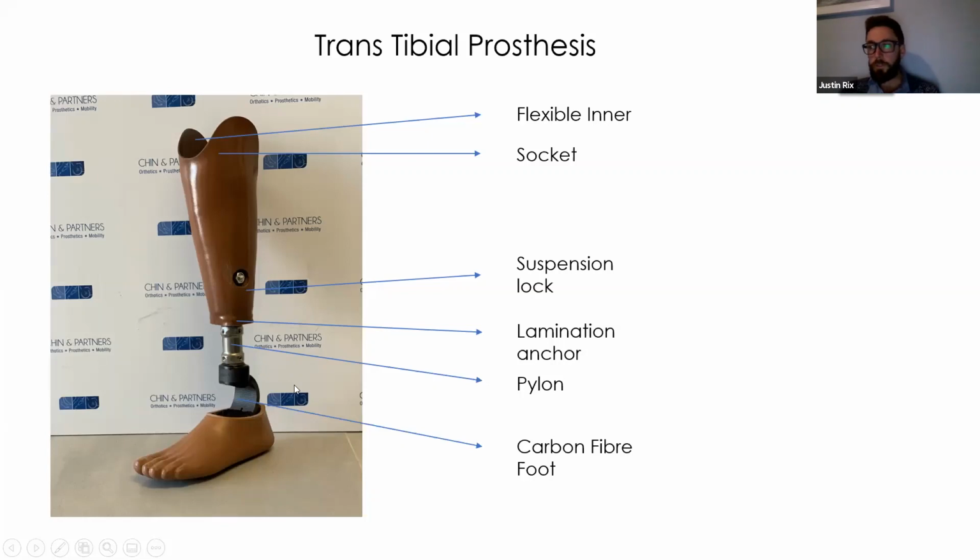The carbon fiber foot, in this particular case, is a C-shaped blade, but all feet will differ. It depends on your activity level and the function that's required. So if the stump is too long, this limits the type of feet that we can use underneath there. There is a variety of feet available on the market, but the higher the build height in this particular case, the more energy we can get out of the foot.